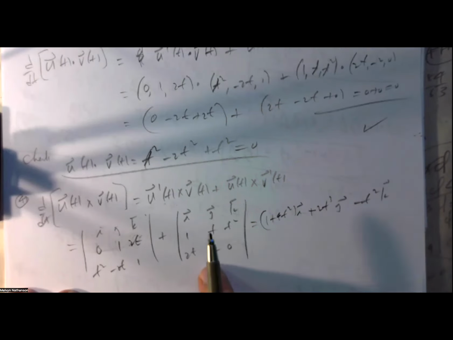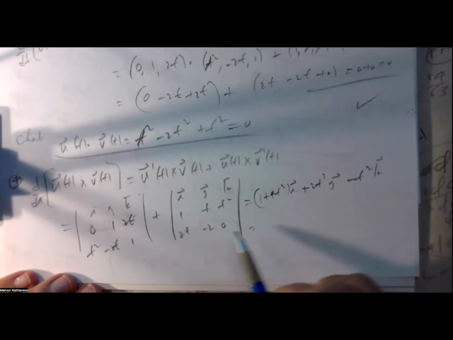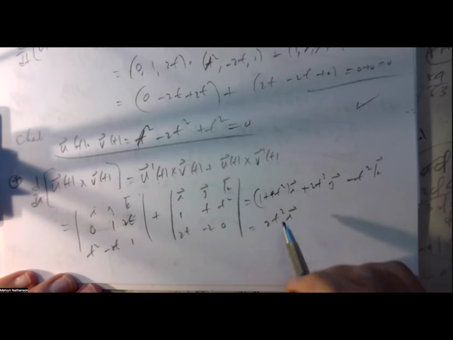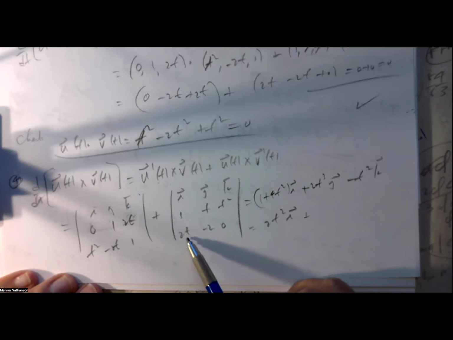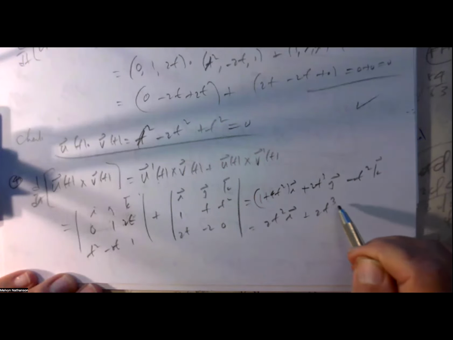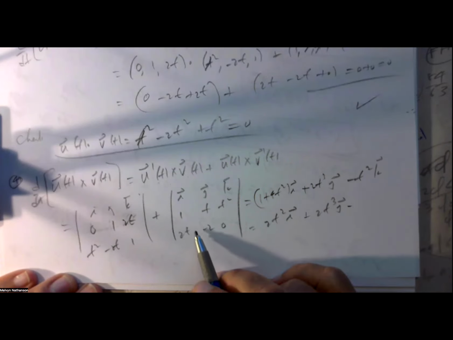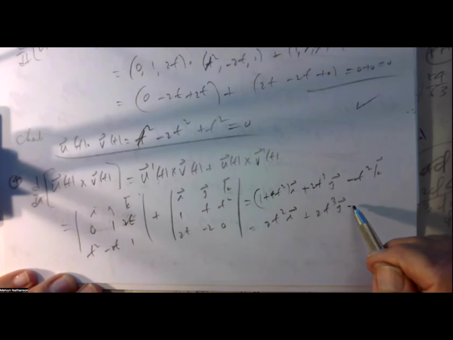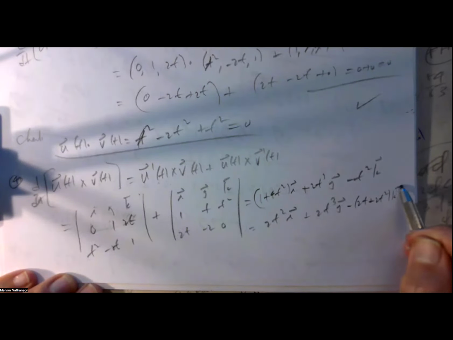And this cross product is 0 minus 2, so that's 2t squared i. The j component is 1 minus, so it's minus times minus 2t cubed is plus 2t cubed j. And the k component is minus 2 minus 2t squared. Well, that's minus 2t plus 2t squared. Okay.